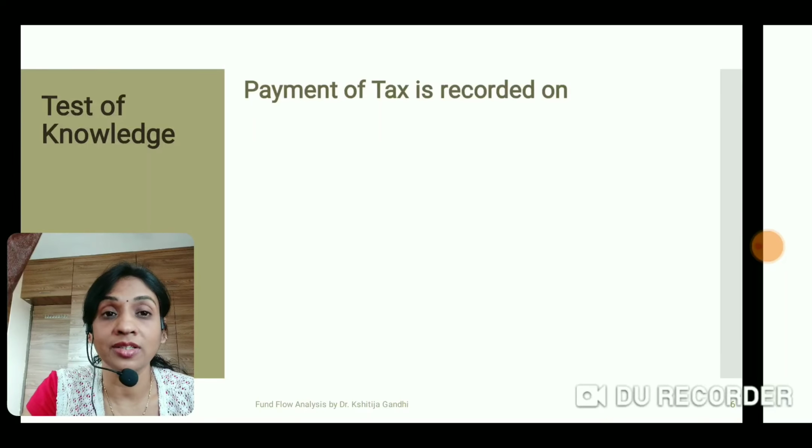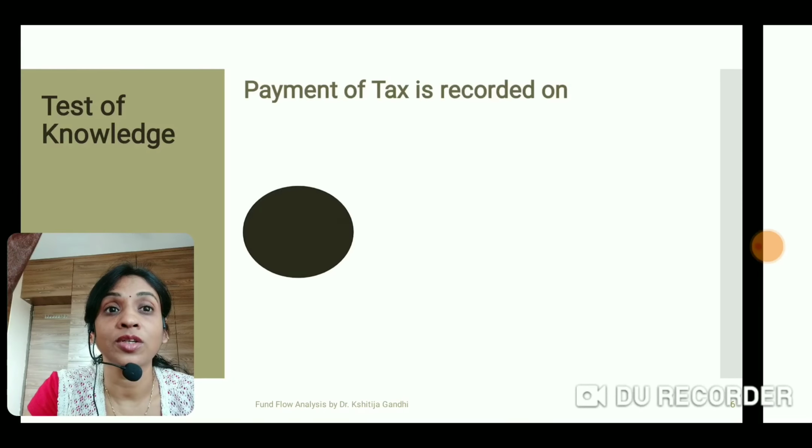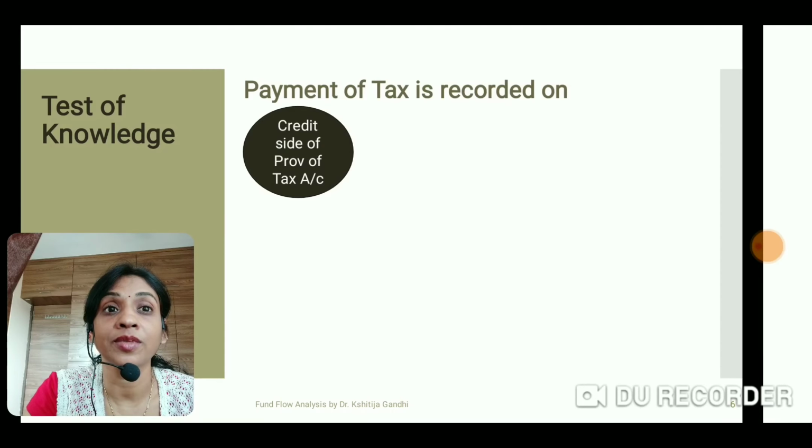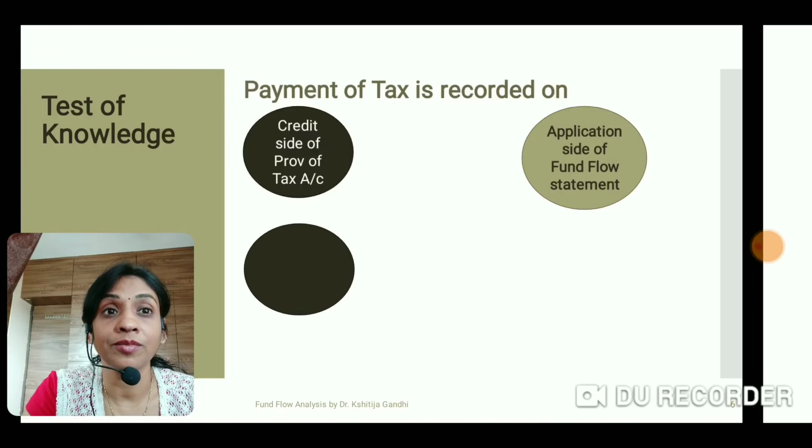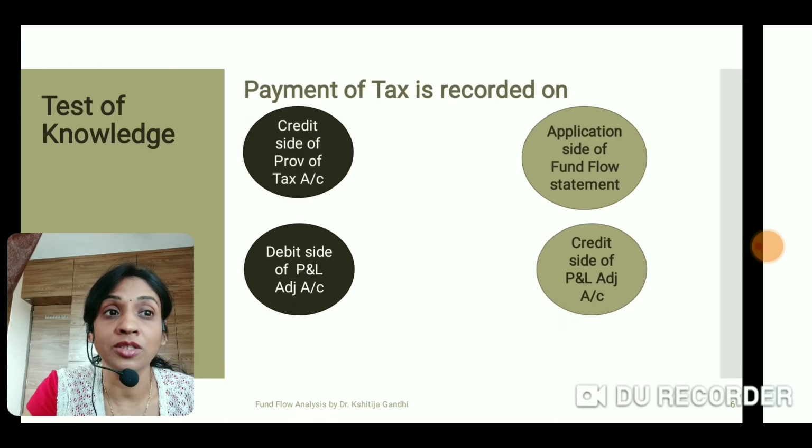Payment of tax is recorded on. The options are: credit side of provision for taxation account, application side of fund flow statement, debit side of P&L adjustment account, and the last option, credit side of P&L adjustment account.